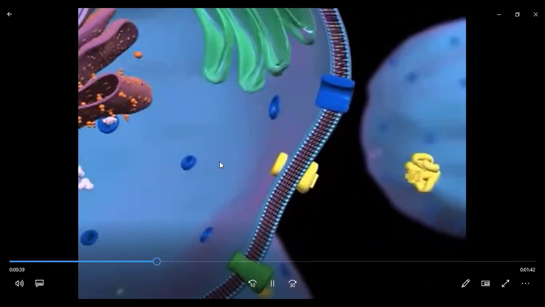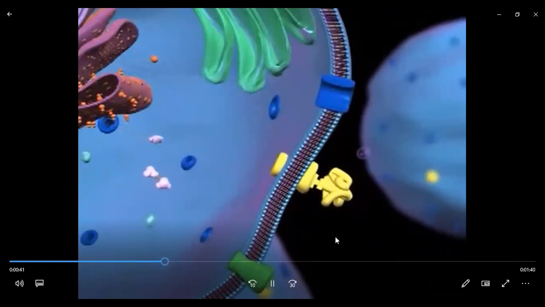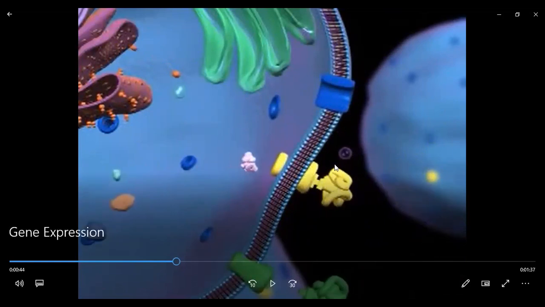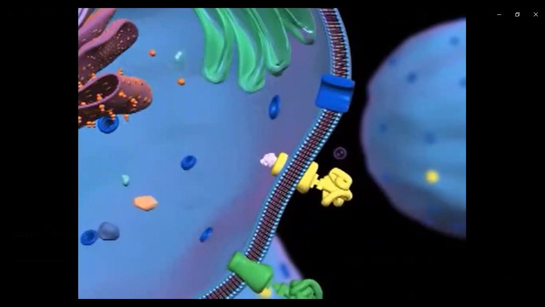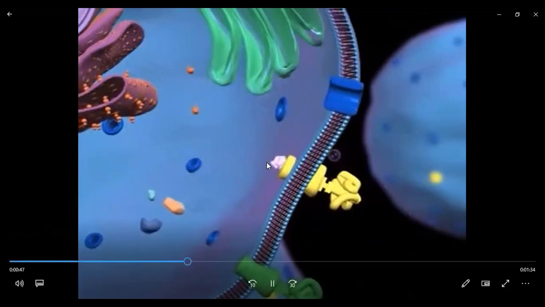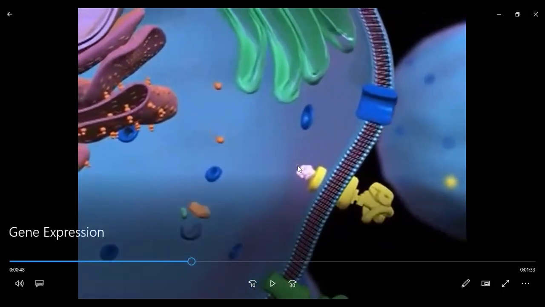So now you can see inside the cell. This is how the outer signal came. Now, in the cell also there are components which will take the signals from outside. This white color is something like that. That particular component would take the signal into the nucleus.